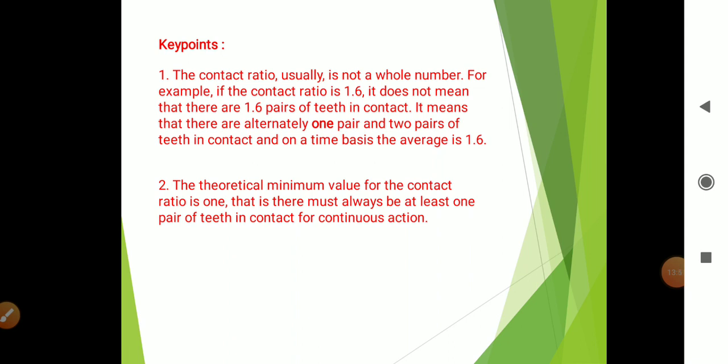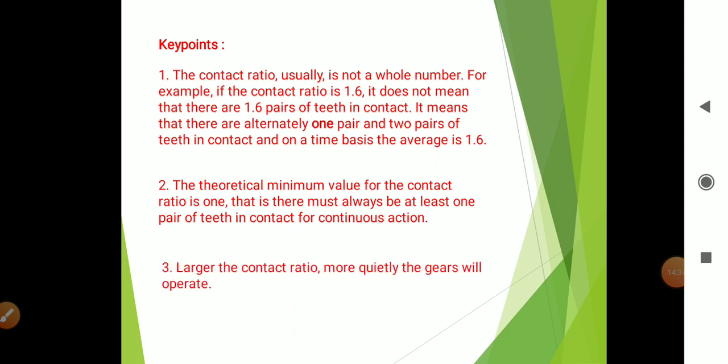Now the second key point is that the theoretical minimum value for contact ratio is 1. That is, there must always be at least 1 pair of teeth in contact for continuous action. For engagement of gears, to transfer motion by using gears, at least one tooth must be in action or in contact. So theoretically we take the minimum contact ratio as 1.